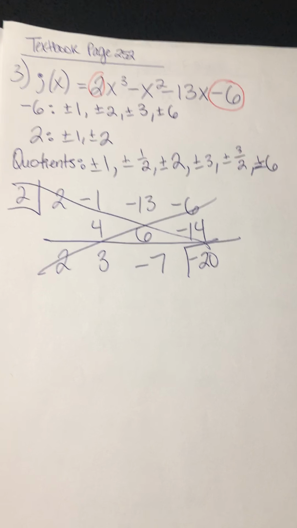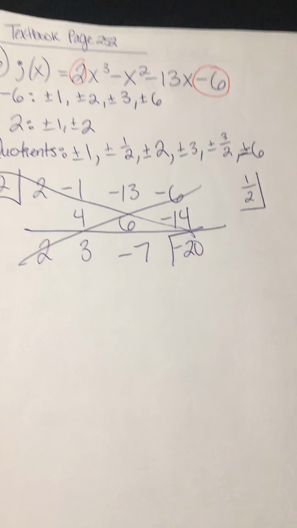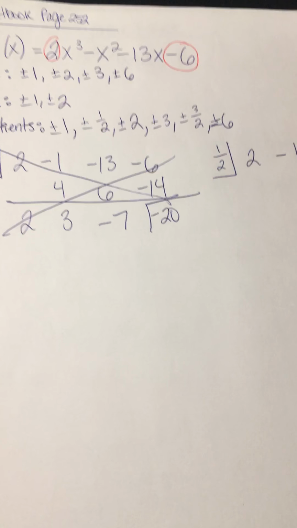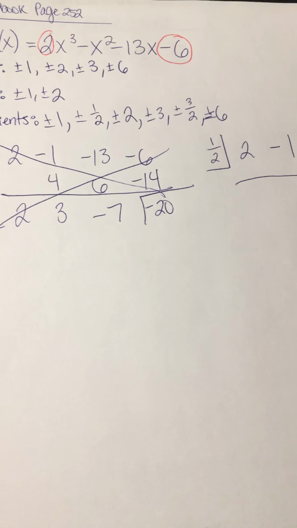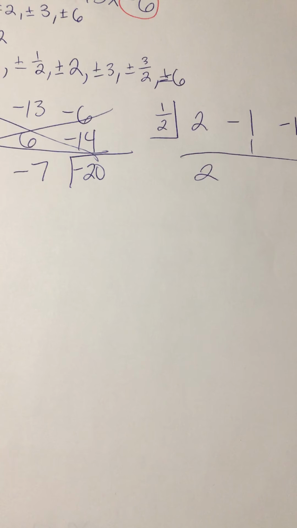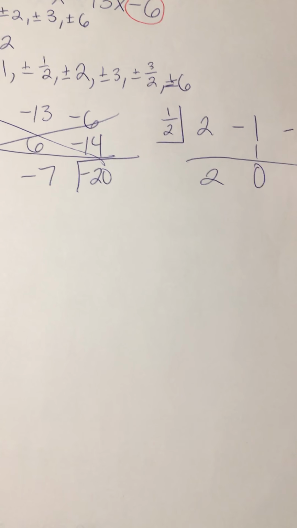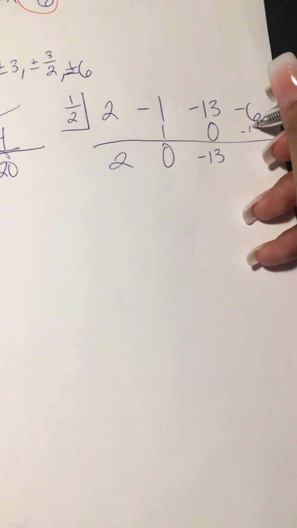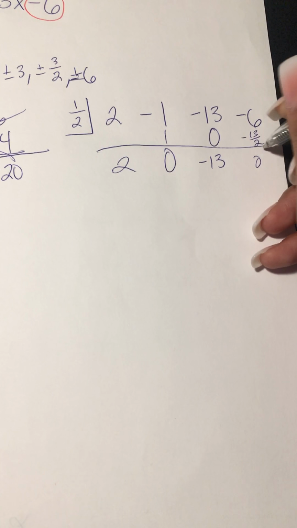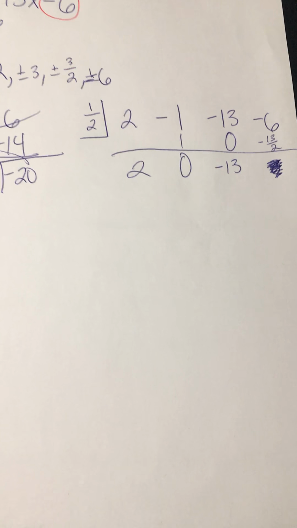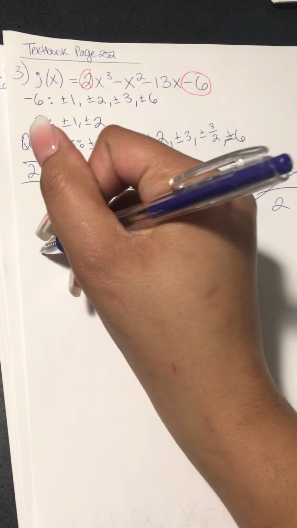Let's try 1/2. Don't be afraid of a fraction, it's just a fraction. Multiplying by 1/2 is the same as dividing by 2. Bring down 2, multiply. Half of 2 is 1. 0 times anything is 0. -13 times 1/2 is just -13/2. Clearly that will not equal 0. Sorry about that. I'm not even going to bother adding that because I know it's not going to equal 0. So let's try a 3.